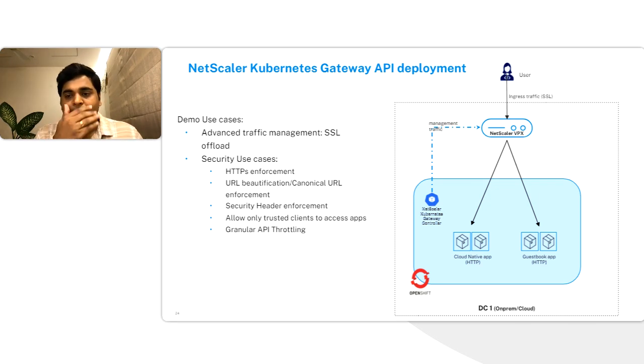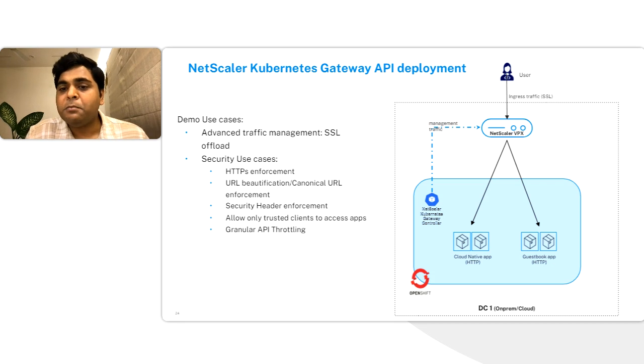For the demonstration, I have created a sample topology diagram. As you can see, we are going to use the NetScaler VPX, which will be deployed in front of an OpenShift cluster. And in the OpenShift cluster, we are going to have two different applications running and getting load balanced through the NetScaler. To show the different use cases, I will start by showing how NetScaler does the load balancing for your application using SSL offload.